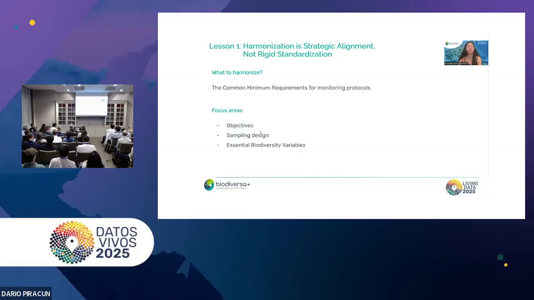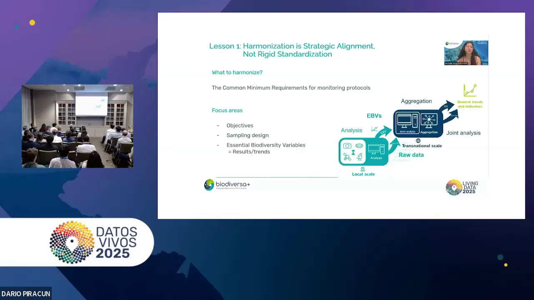And also the EBVs, Essential Biodiversity Variables, are key. They would be a key common language as they are a middle step between the raw data and the indicators. They provide a way to harmonize specific monitoring targets that do not require standardizing the protocols, as you can apply locally the protocol of your choice and produce the defined EBVs that will translate into a transnational scale.